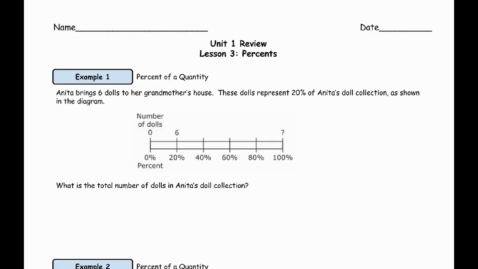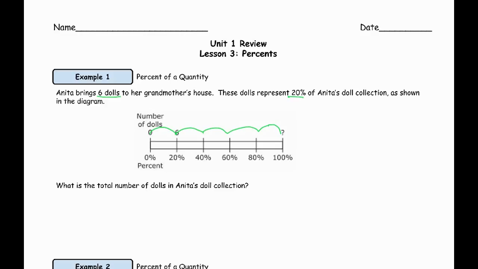So, as you can see in our diagram, the number of dolls is being compared to the percent, and as we know, those 6 dolls represent 20% of Anita's collection, and this is shown right here on our double number line. Basically, we can see that each of these units is worth 6, and so as we count, we see there are 5 units or jumps from 0% to 100%.